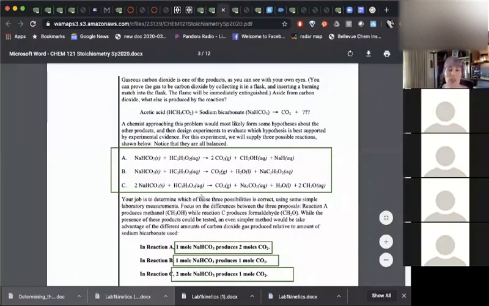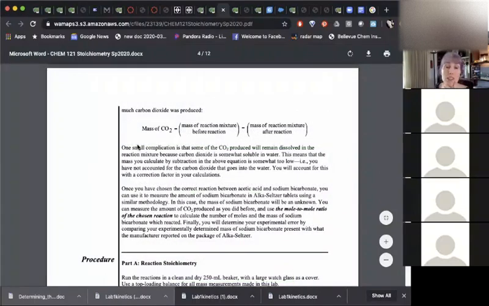So that's the choice. We're going to take our data, construct that mole-mole relationship, and then decide which reaction governs our process. Then we're going to use that reaction, and from it we're going to take one of these relationships and use it to calculate how much sodium bicarbonate was in the tablet. Now what we're going to do in the lab is take the mass of the reaction before minus the mass of the reaction after. So we're going to look at that difference.